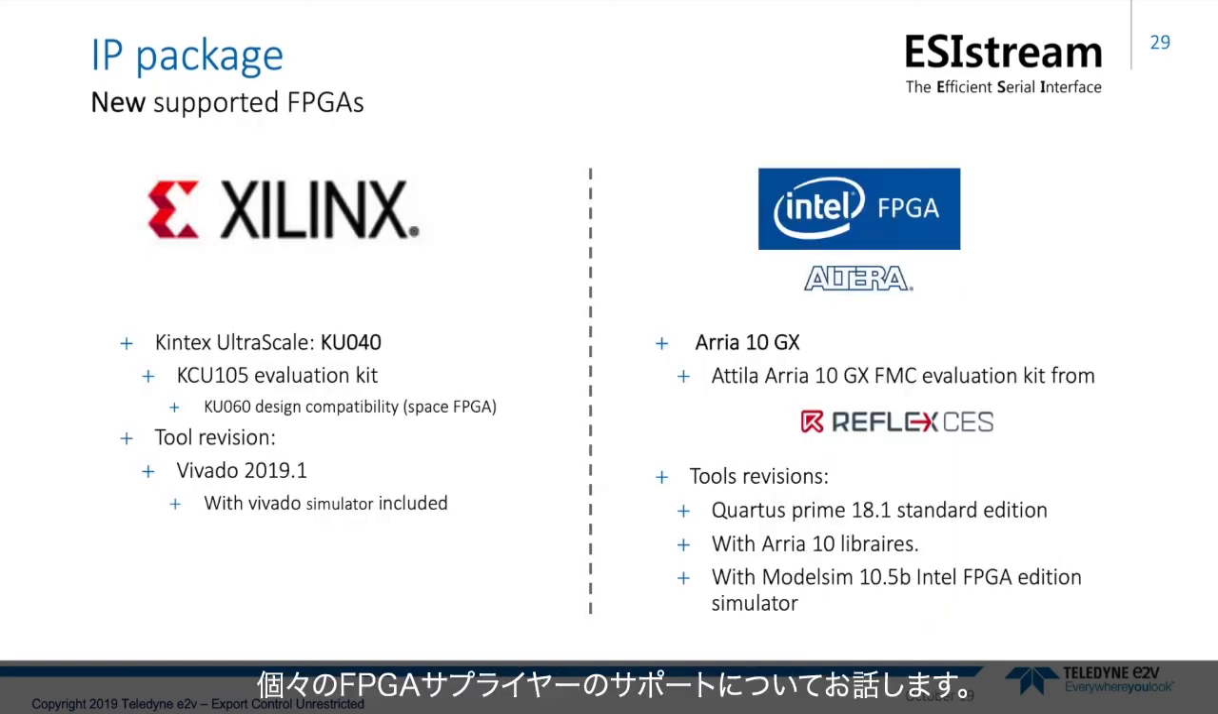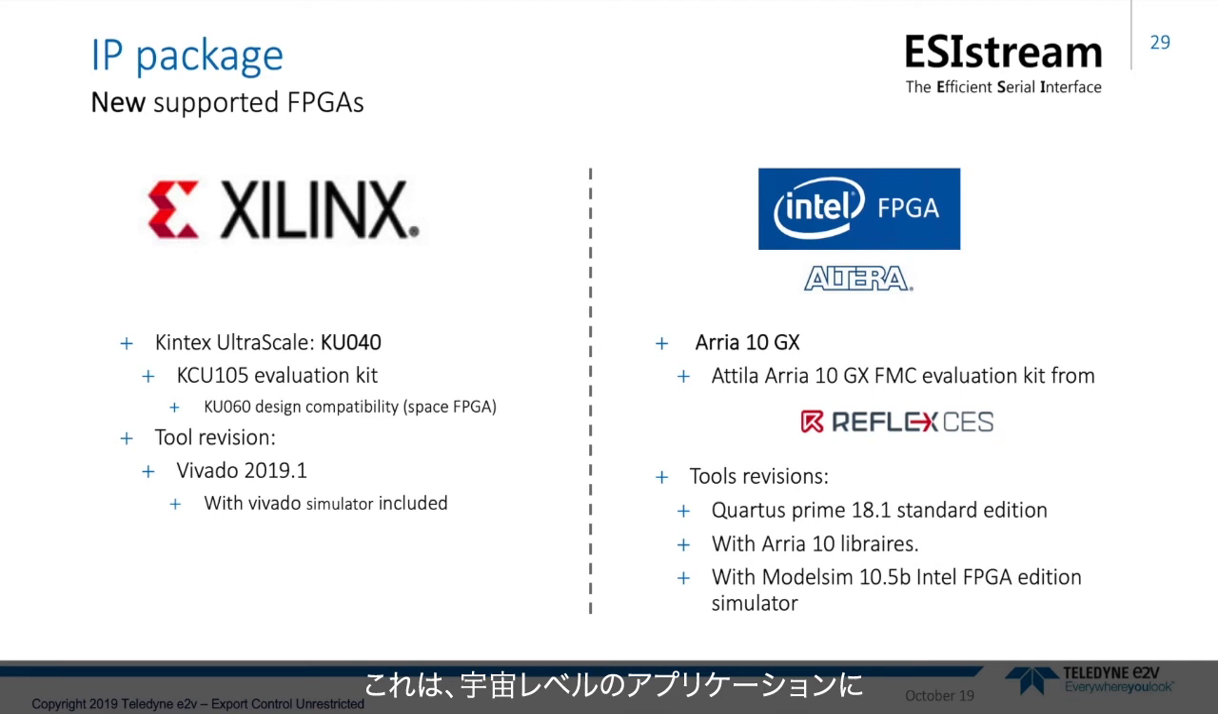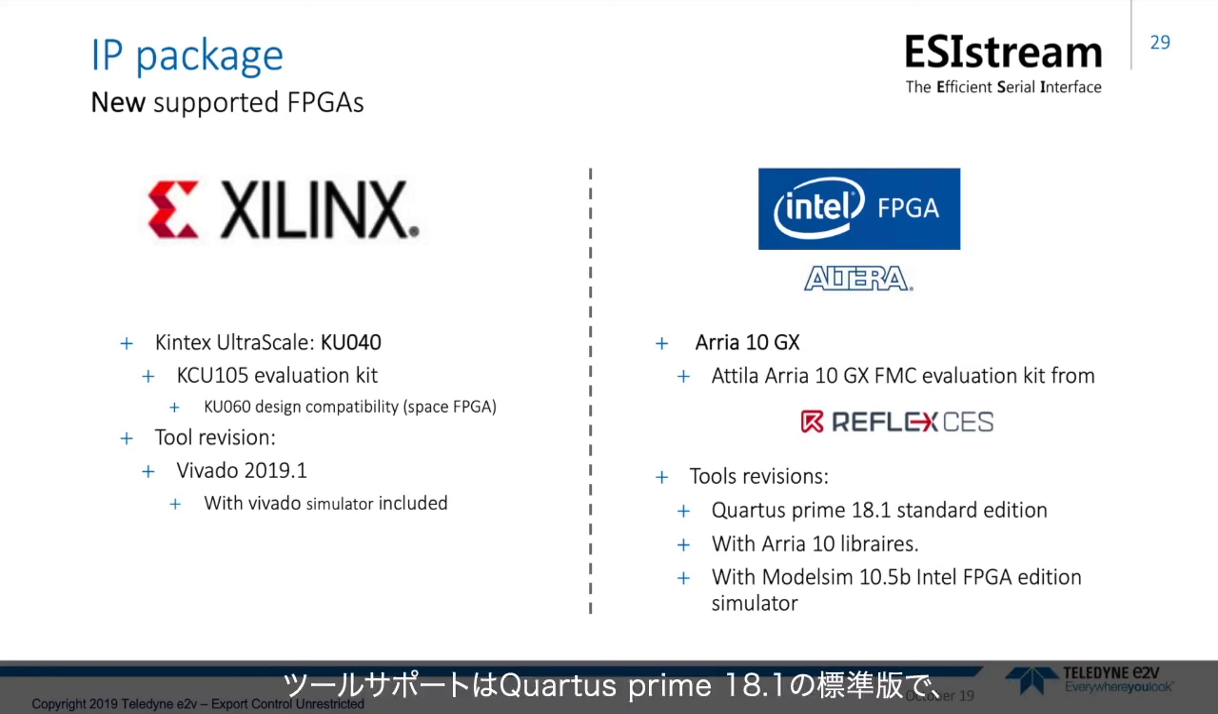Now looking closer at the support for individual FPGA suppliers. For Xilinx, we cover the Kintex UltraScale KU040 exploiting the KCU105 evaluation kit. This also supports the KU060 for space-level applications. Tools-wise, support comes from the Vivado toolset. For those in the Intel camp, there's solid support for the Arria 10 GX with an evaluation system from Reflex CES. The tools support is in the shape of a Quartus Prime 18.1 Standard Edition with additional Arria 10 libraries and ModelSim. In both cases, tool licenses will be required, however.